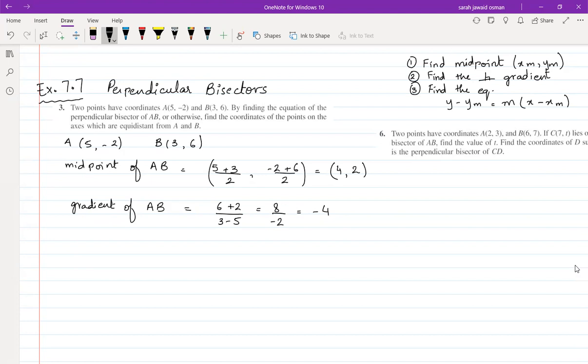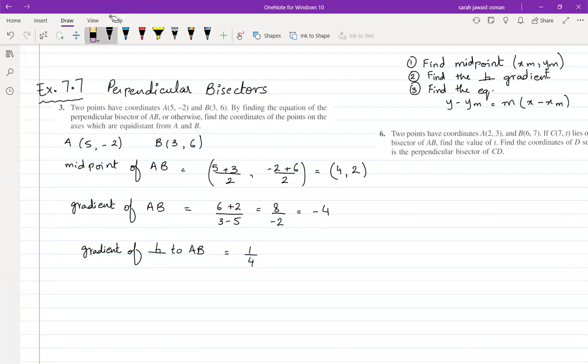The gradient of the perpendicular bisector, because it is a perpendicular line, the gradient of the perpendicular to AB will be the negative reciprocal. Negative reciprocal means that this 4 upon 1, we are going to reciprocate. This is going to be written as 1 upon 4. And the negative number was already there, so negative makes a positive. So the new gradient of the perpendicular line will be a positive 1 upon 4. I hope that is understood so far.